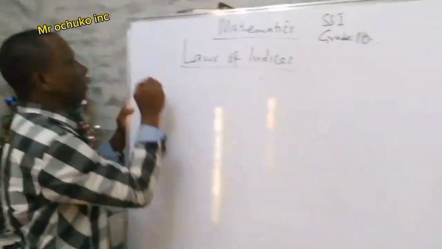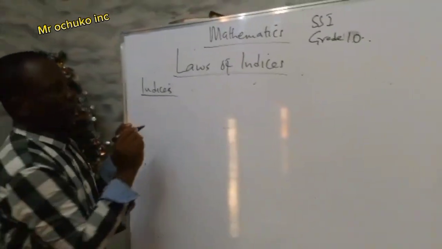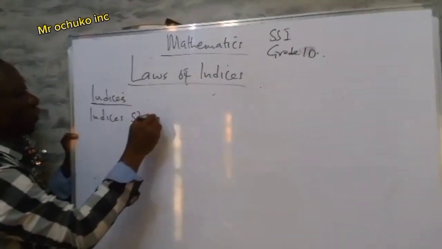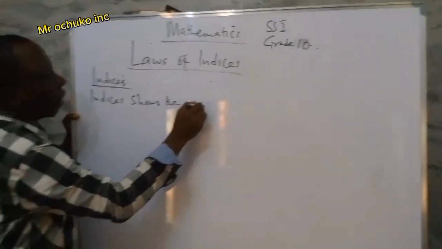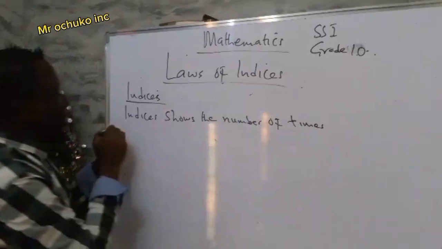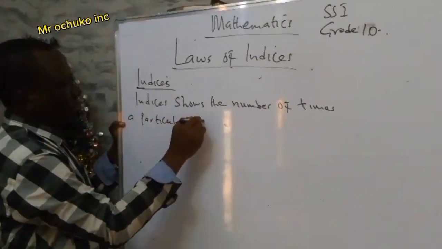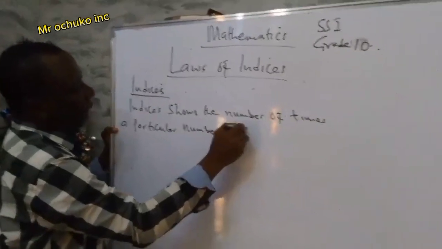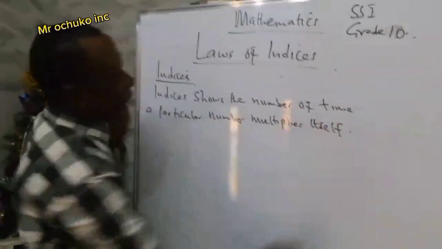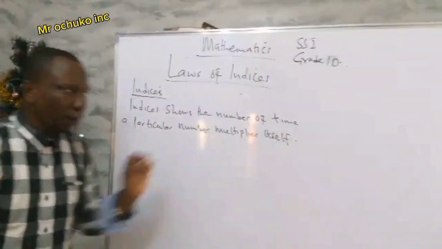Before we talk about the laws of indices, let's define indices. Indices show the number of times a particular number multiplies itself. The number of times, indices show the number of times a particular number multiplies itself. Are you seeing that now?